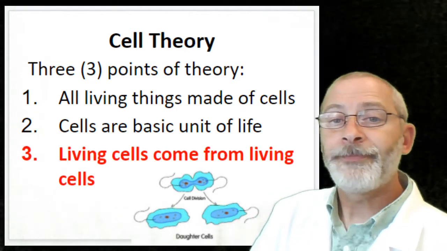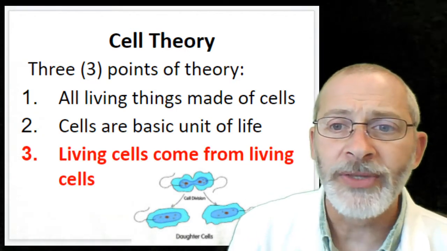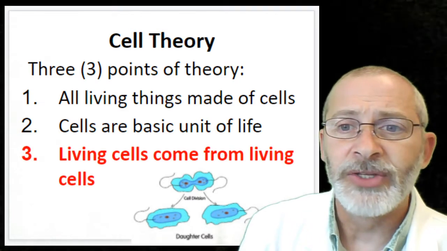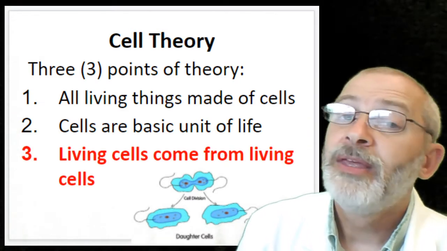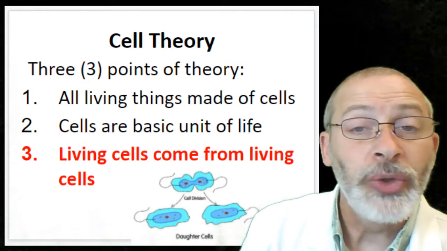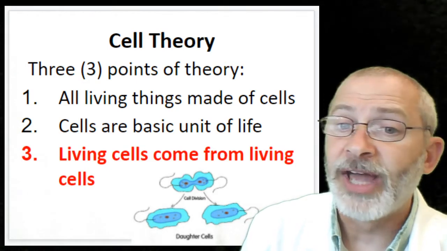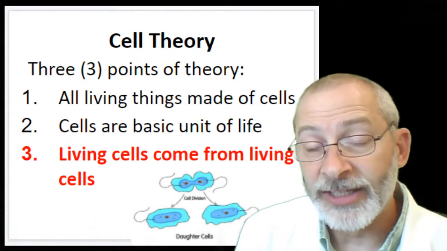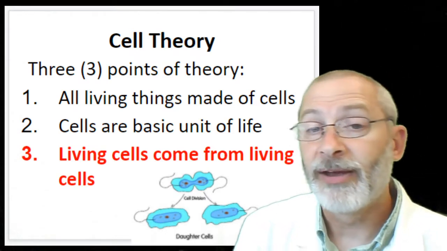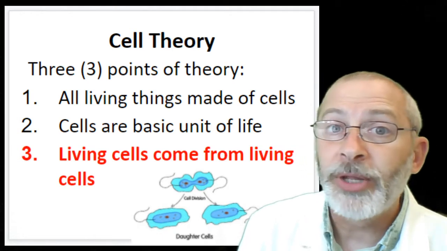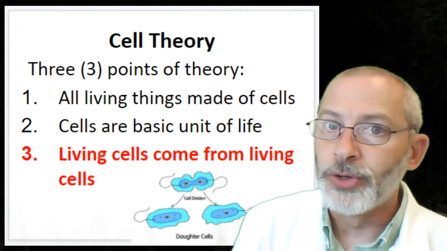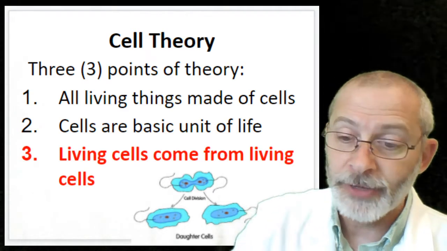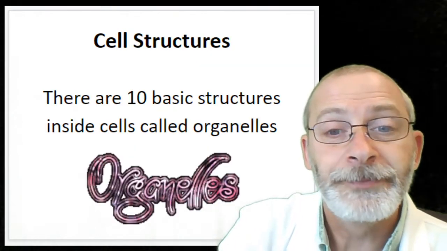So here are the three main points of the cell theory. All living things are made of cells. Cells are the basic unit of life. And finally, living cells come from living cells. All right, I think we got that down pretty well. Make sure you study those three main points of the cell theory for the quiz later this week. But let's move on for now.